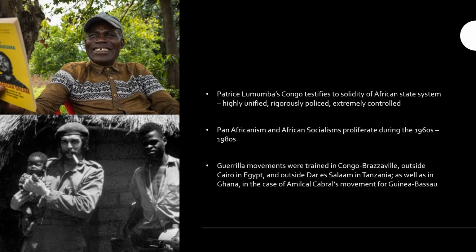There are some lasting influences in the historical memory of revolutionary post-colonial movements from the 1960s and the 1970s in Africa on a case-by-case basis. For example, Lumumba's Congo testifies to the solidity of African state systems. It was highly unified, rigorously policed, and extremely controlled, but also a rapidly growing democracy.